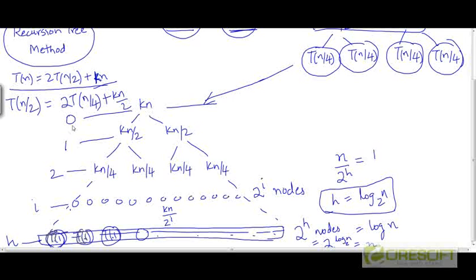So what is the cost at level 0? The cost at level 0 is kn, because there is only one node which has a cost of kn associated with it. At level 1 there are two nodes, each having a cost of kn by 2. So level 1 will also contribute k times n to the overall value of the running time. Likewise, level 2 will have 4 nodes, each with cost kn by 4.